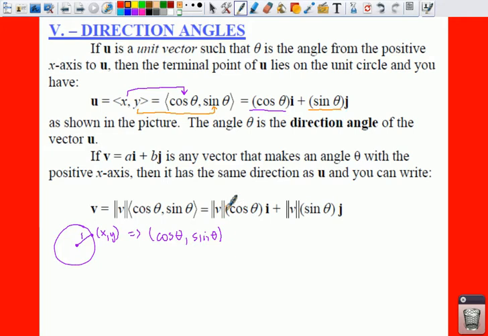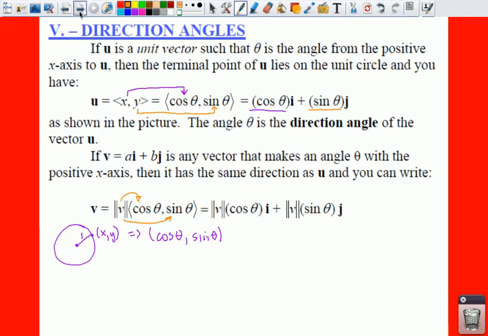So your angle theta is called the direction angle of your vector. If any vector v, or u or z or whatever, ai plus bj, makes an angle theta with the positive x-axis, then you can write v as the magnitude of v times cosine of theta, and the magnitude of v times sine of theta. So you're basically distributing. This is where the magnitude of v is a scalar multiplication. So we're going to have v cosine theta i plus v sine theta j.